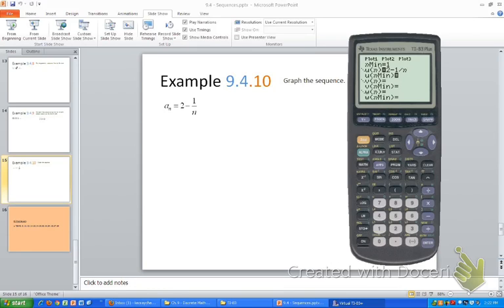Now, this u sub n min means what is the minimum value, or what you get when you plug in n min, which is 1, right? When you plug that into your sequence, what value do you get? I'm getting 2 minus 1 over 1, which is 1, right? So that's what I'm going to enter for my u sub n min. Okay, now go to your window for me.